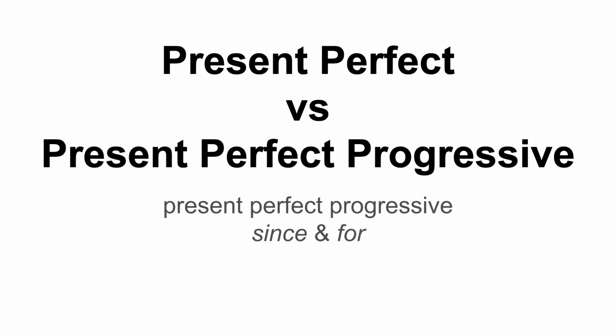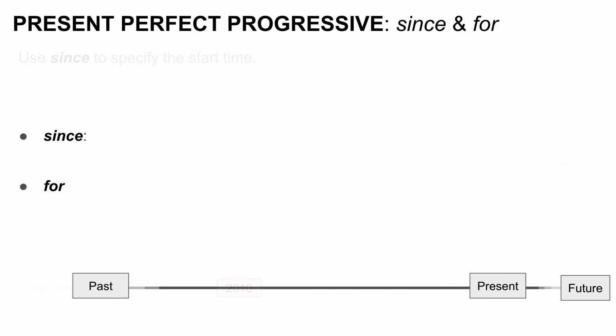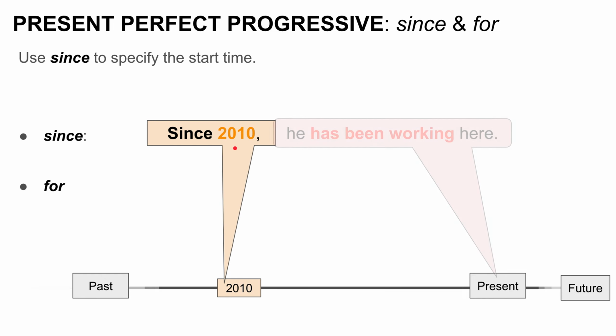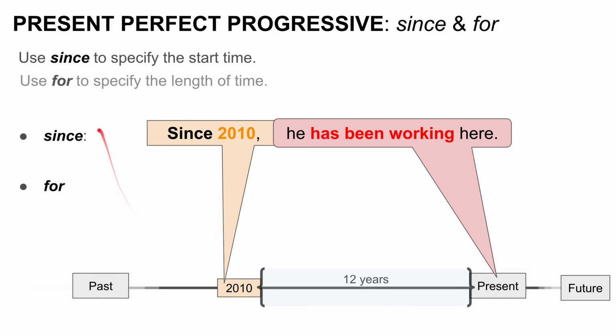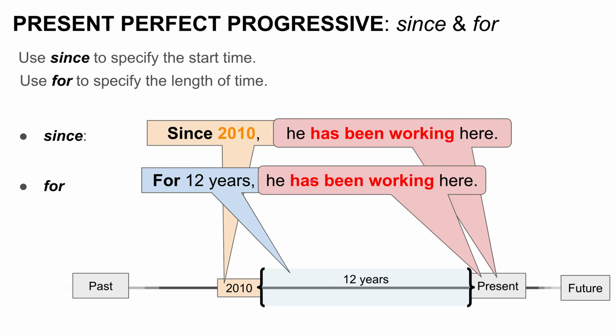Let's look now at the present perfect progressive with since and for. Okay, again, we use since to specify the start time. Since 2010, he has been working here. Okay, still working here. We use for again to specify the length of time. Here again, 12 years. For 12 years, he has been working here.